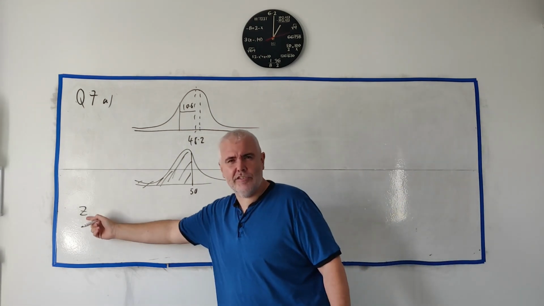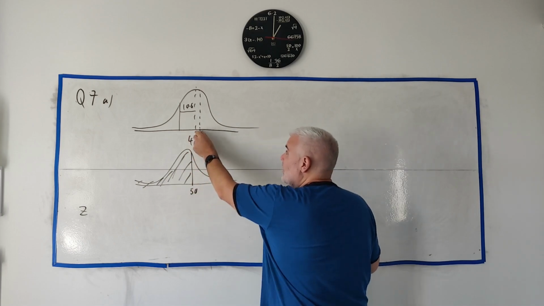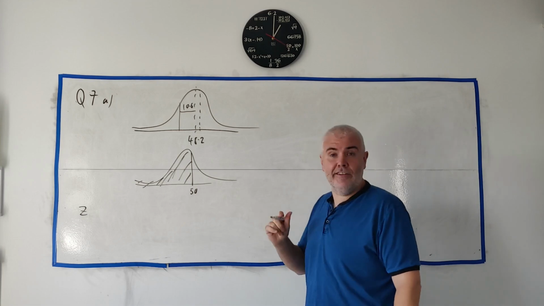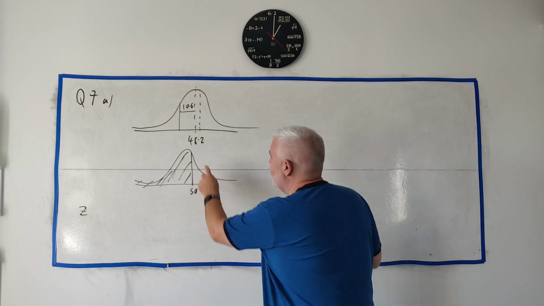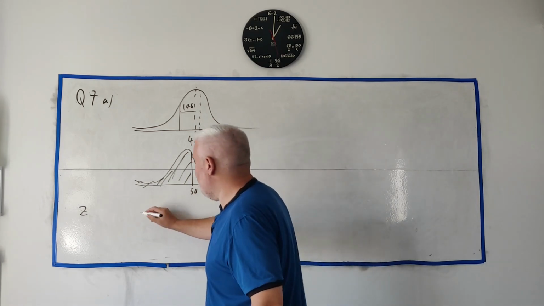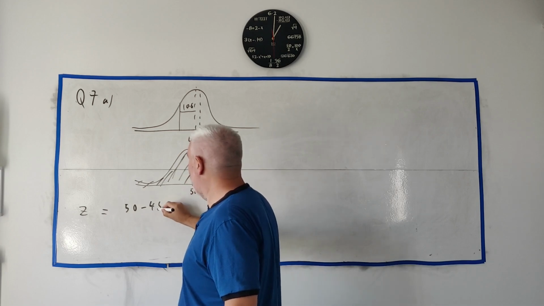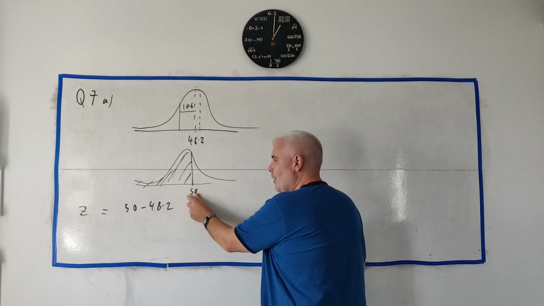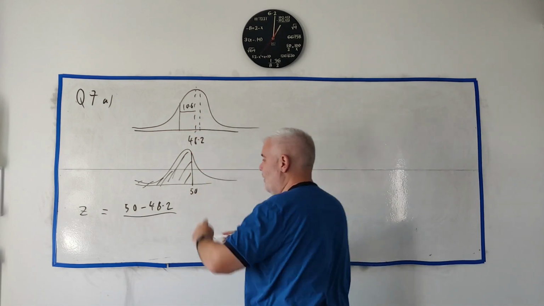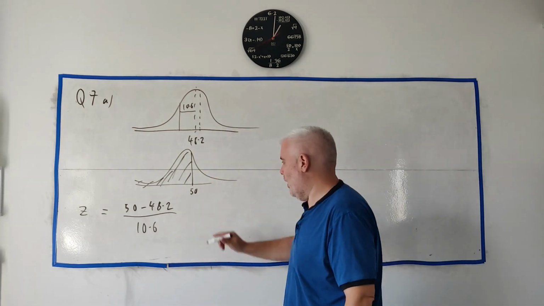So forget about Z score. What you really need to do is find out how far away from the middle it is in terms of standard deviation. So basically the middle is 48.2 and we're at 50. How far from the middle it is. That's what the Z score is. It's 50 minus 48.2. How far from the middle. And then we divide that by the standard deviation. And that just tells us how many standard deviations away.